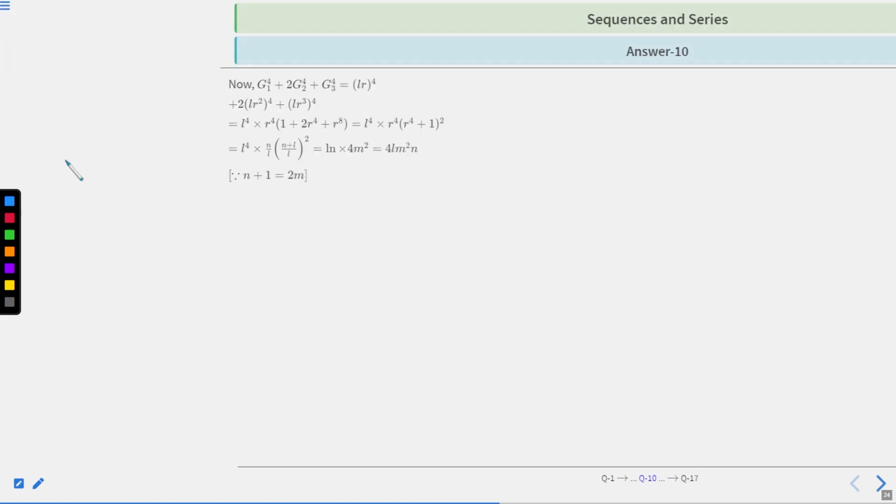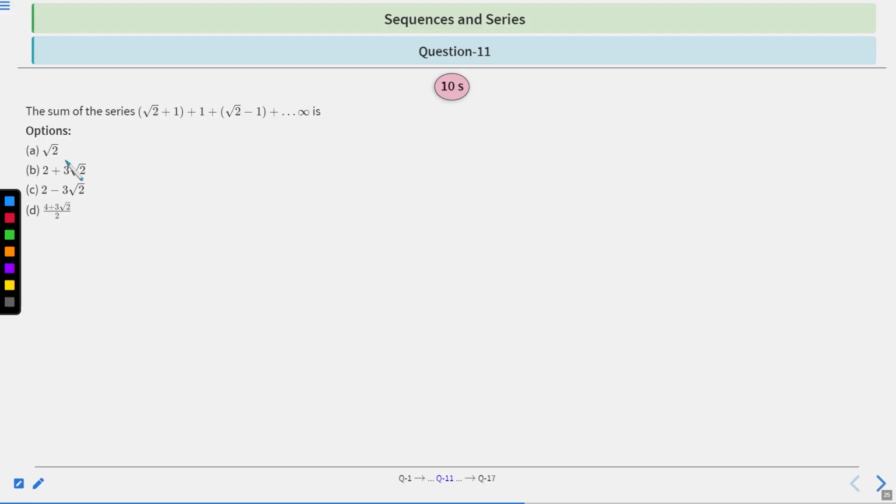Let's move to question number 11. We have to find the sum of this series. So let's move to the solution part after 10 seconds.